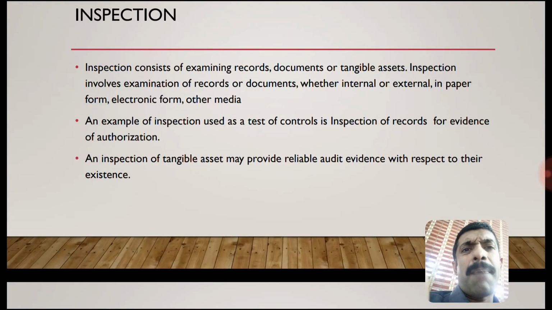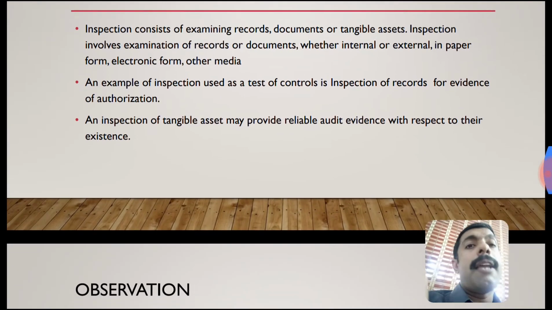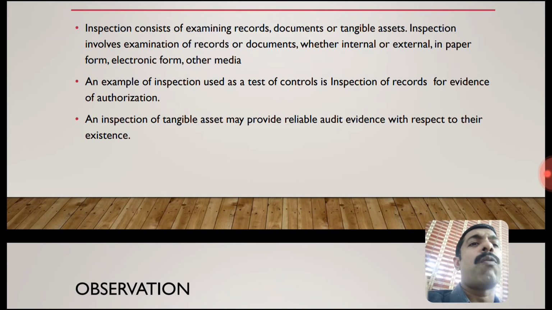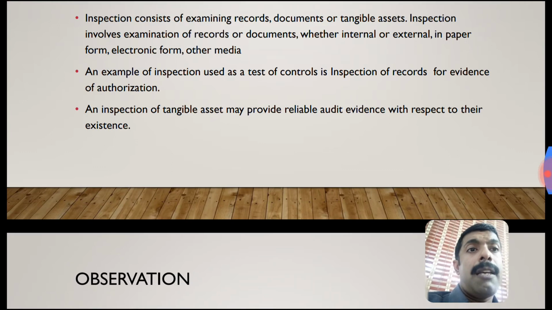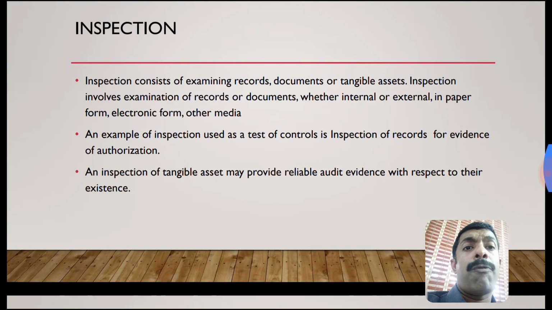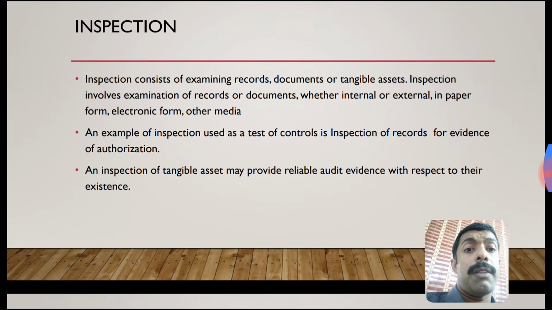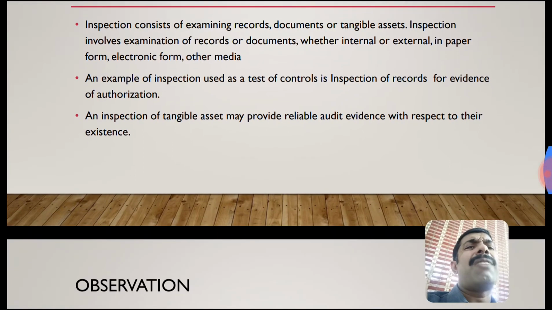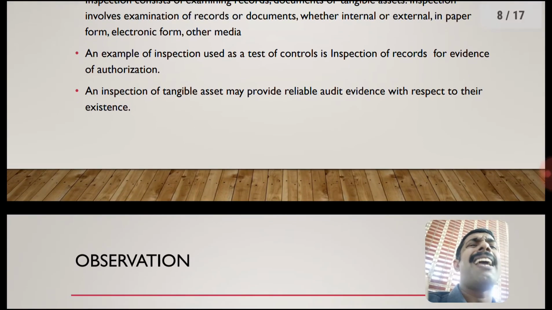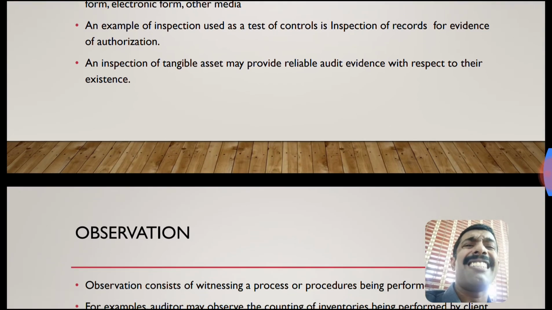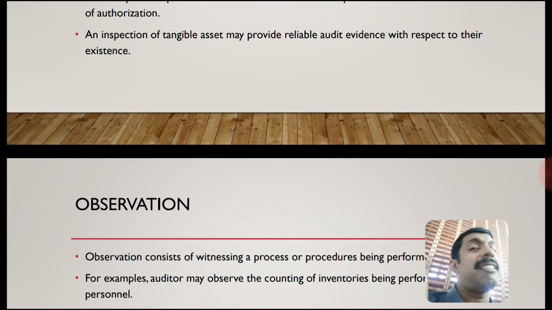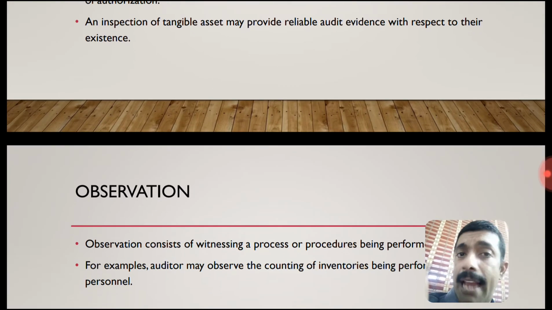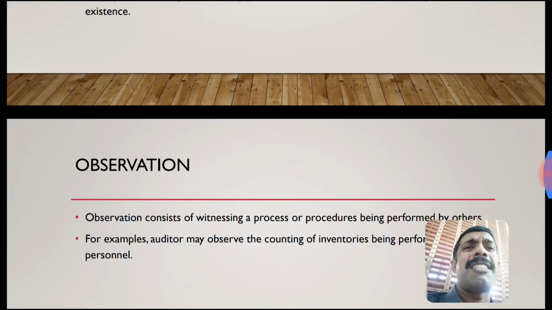What is inspection? This is procedure number one. Inspection means examination of records, documents or examination of tangible assets. The records or documents may be internal or external, in paper form or electronic form, or whatever the form it may be. Inspection of tangible assets may provide reliable audit evidence with respect to existence. In order to check the existence of an asset, inspection is the best tool, or the existence of an item of expense also, inspection is the best tool.